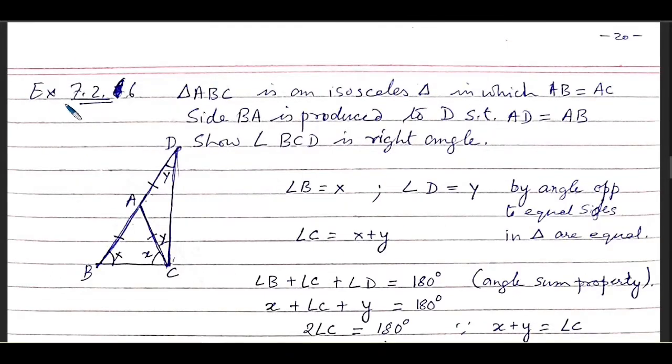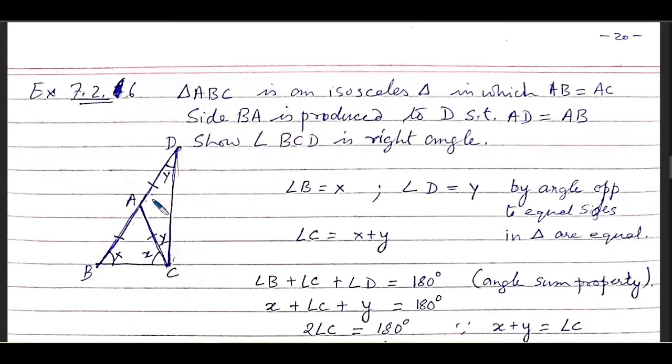Now exercise 7.2.6. It says triangle ABC is an isosceles triangle. This is an isosceles triangle ABC. That means two sides, this and this, are equal. I have marked by 1 dash. If it is an isosceles triangle, then the angles opposite will also be the same. So I label that as x, in which AB is equal to AC and side BA is produced to D. Here I am taking it from your textbook. Produce means extended to D, such that AD is equal to AB. Show that angle BCD is a right angle.